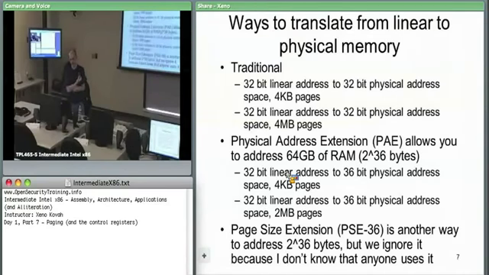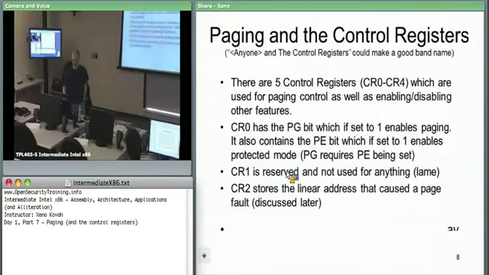There is another thing called page size extension, PSE36, which is another way to try to get 2 to the 36 bytes of RAM. But I don't know that anyone uses it. I'm not entirely sure what the point of it is. I'm sure there's a point, but I've never seen it used, so we consider that the red-headed stepchild of memory management.